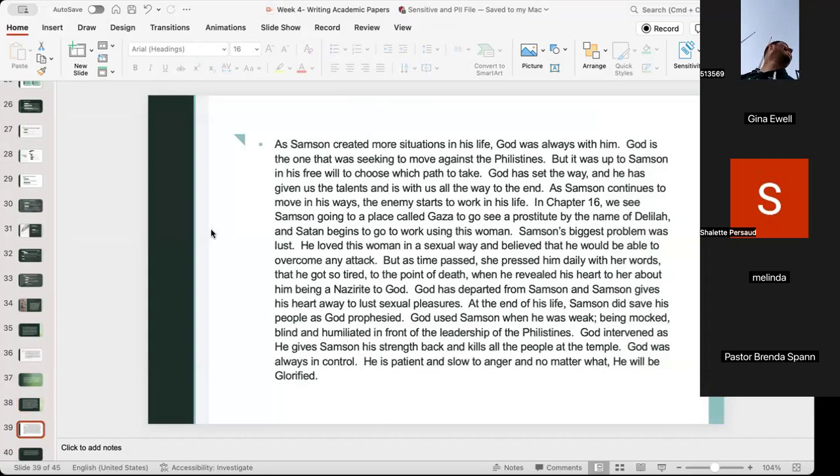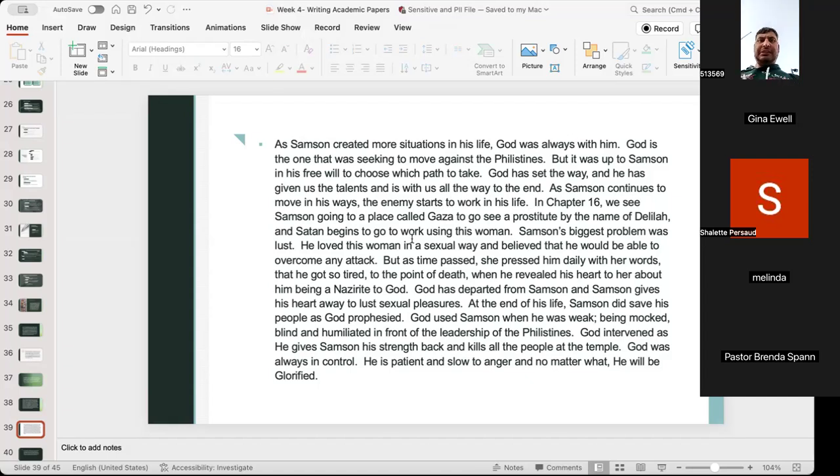As Samson created more situations in life, God was always with him. God is the one that was seeking to move against the Philistines. But it was up to Samson in his free will to choose which path to take. God has set the way, and he has given us the talents and is with us all the way to the end. As Samson continues to move in his ways, the enemy starts to work in his life.